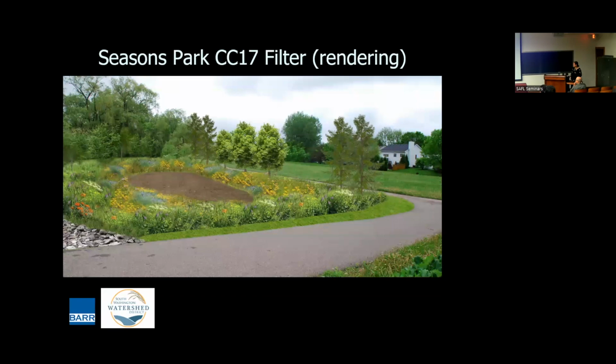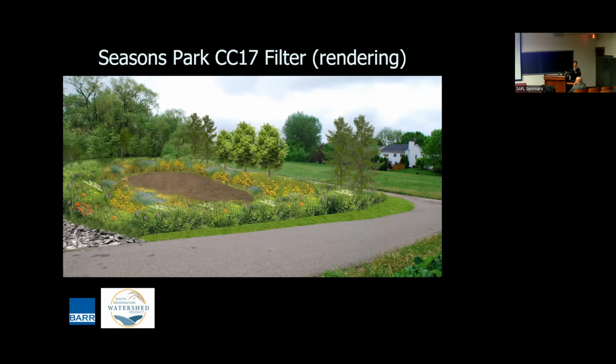And then the last type of media I wanted to mention is CC17. The other thing we've been looking at is, okay, what if we do want to load water in all the time? What media would be appropriate for that? And so we've been putting some installations in with CC17, which is a crushed limestone material.